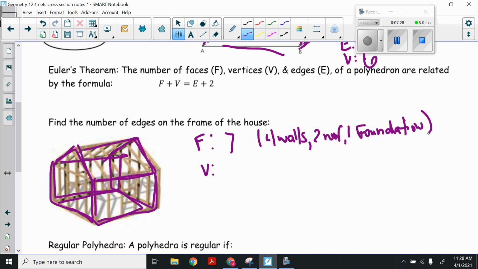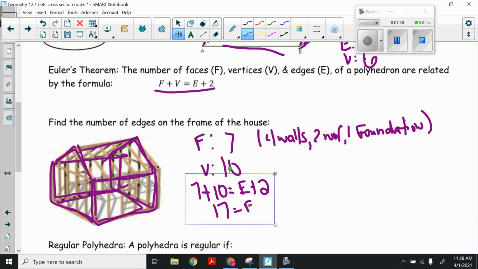Now we're going to find the vertices where they all connect. So we have 1, 2, 3, 4, 5, 6, 7, 8, 9, 10. So now we're going to use this formula to find the number of edges, so we don't have to count all of those. So 7 plus 10 equals E plus 2. Solve this for E, so I have 17 equals E plus 2, so subtract 2. That tells me that there are 15 edges.